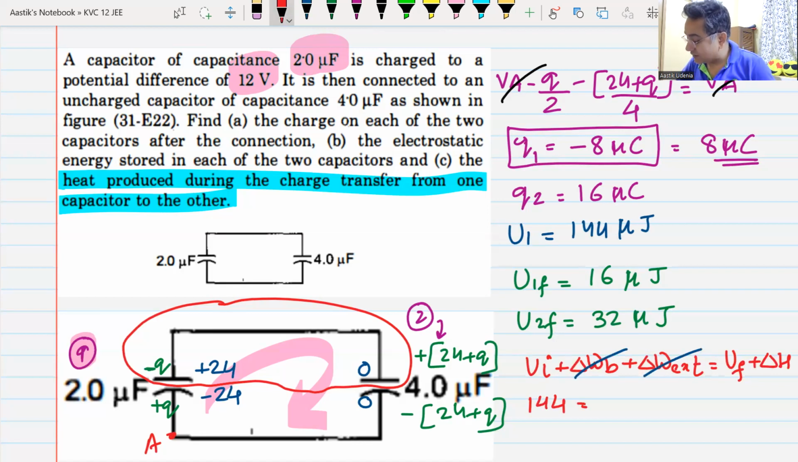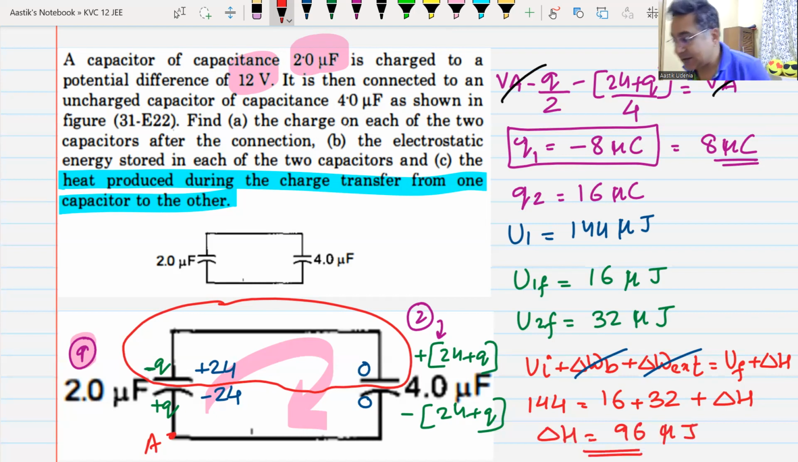How much is U final? 16 plus 32 plus heat. 16 plus 32 is 48. I think whatever remains, 96 microjoules, if I am correct, is the heat given in this process.